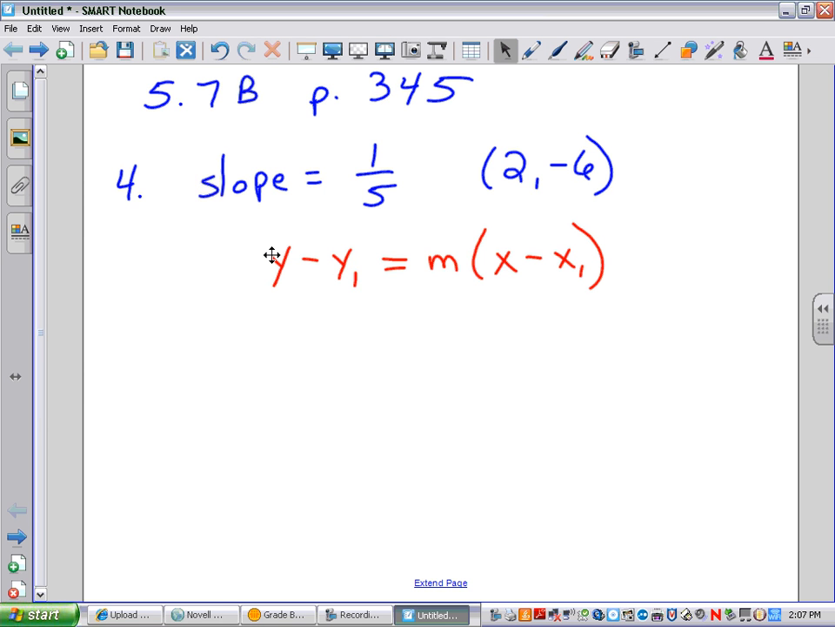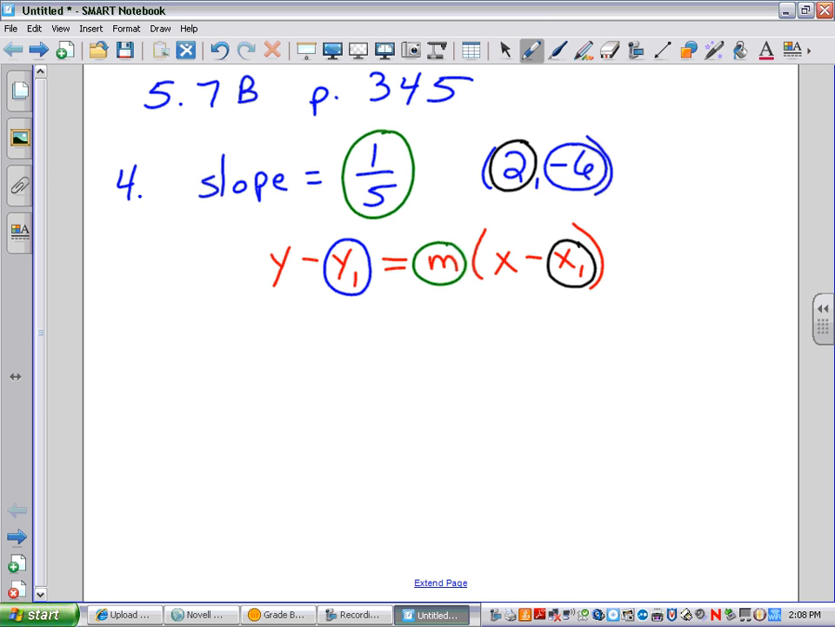And our job is to substitute in. I'll do it in color so you can kind of see it. I'll go green. This m would be this 1/5. And then, let's see, this y1 would be this -6 coordinate. And then this x1 would be this 2. So we substitute in all 3 pieces, the 1/5, the 2, and the -6. Make sure they go in the right place.